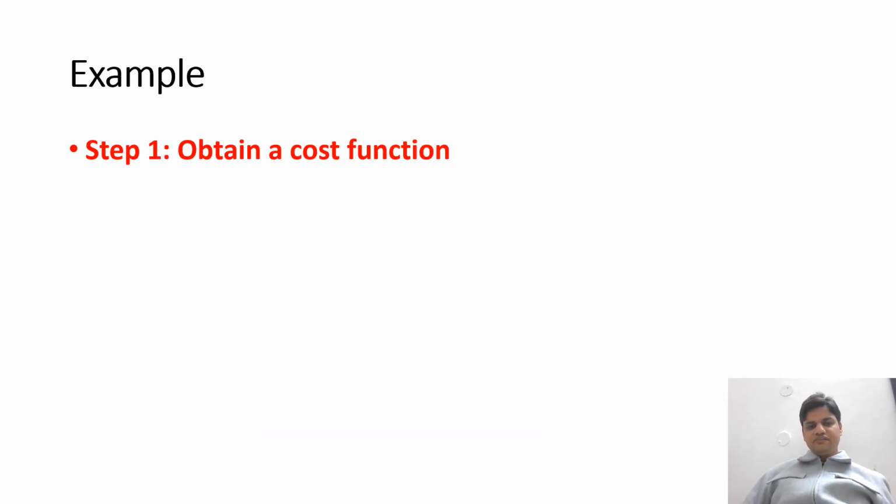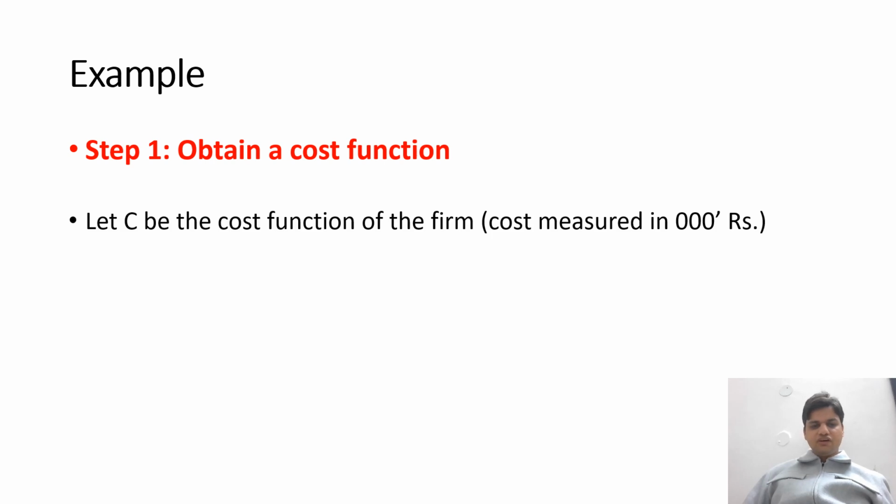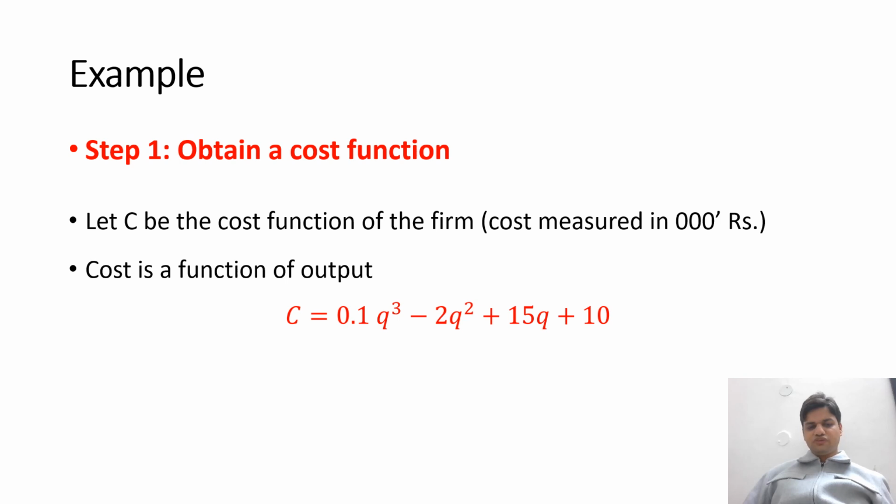So now we take an example. The first step is obtaining a cost function. Let C be the cost of the firm measured in thousands of rupees. Cost is a function of output, as we have already seen. On the y-axis cost was plotted and on the x-axis quantity of output was plotted. So C equals 0.1 q to the power 3 minus 2q square plus 15q plus 10. So this is a cubic cost function.